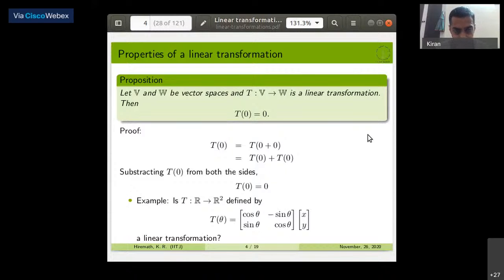But this is not sufficient. So it means that if I want to disprove, I can use this. But if I want to prove, can I use this? No. If it is 0 at 0, then I cannot conclude that it's a linear transformation. I don't know what it is doing to other elements. And the classic example is T of x is equal to x squared.